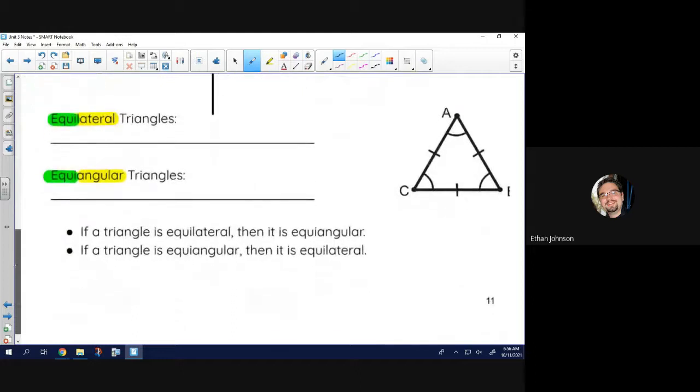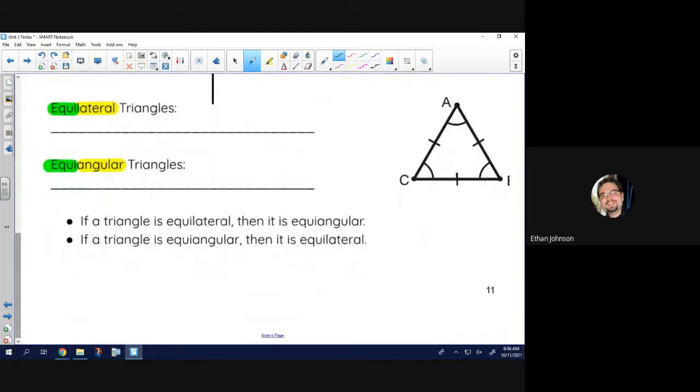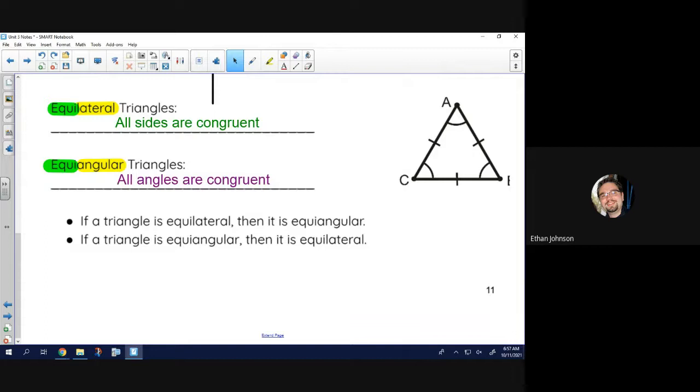So all that was about isosceles triangles so far. Well, let's talk about what an equilateral triangle is. The name equilateral is actually made of 2 words: equa, which is short for equal, and lateral, which means sides. So equilateral literally means all sides are congruent. Knowing that then, equiangular triangles, equa, equal, angular, well, angle, all angles are congruent.